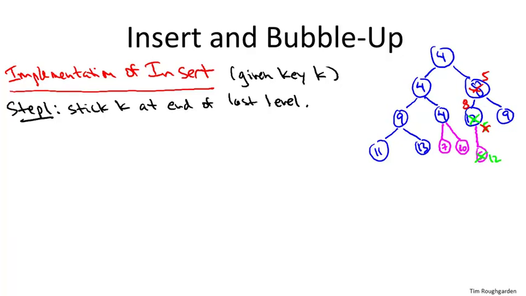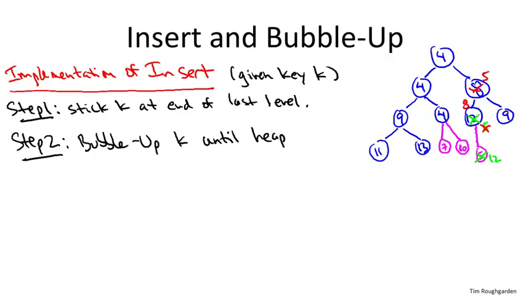So when the 5's parent was 12, that was a violation. When 5's parent was 8, that was a violation. But now that we've pushed it up 2 levels and 5's parent is 4, that's not a violation because 4 is less than 5. So in general, step 2 of insertion is you do this swap, which is called a lot of different things. I'm going to call it bubble up because that's how I learned it more years ago than I care to admit. But it's also sometimes called sift up, heapify up, and so on.